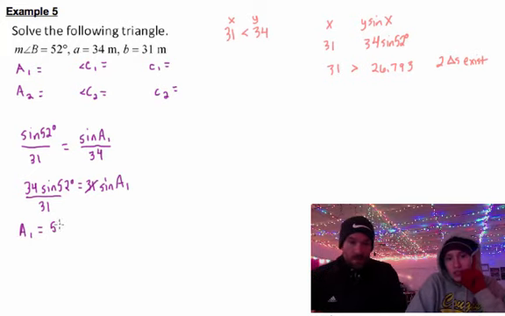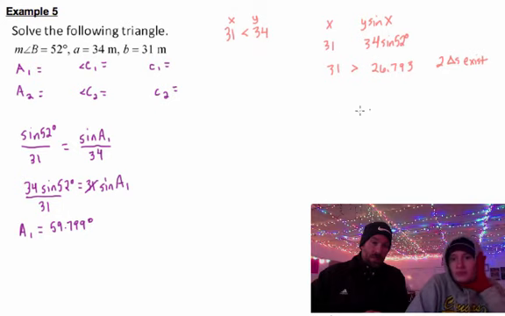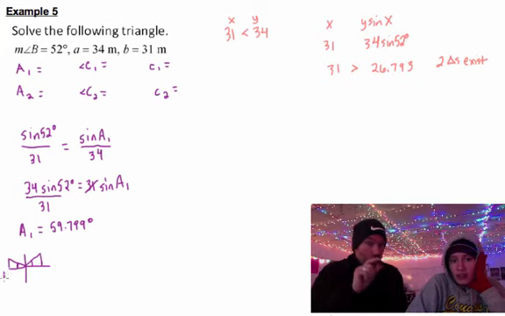59.799 for angle 1. Now, think about your unit circle for just a second. What value in the second quadrant gives us the exact same reference angle measure? Well, we would have to start at 180. We have this angle right here is 59.799, but the other one is also 59.799. So we have to do 180 minus that, which is 120.2.